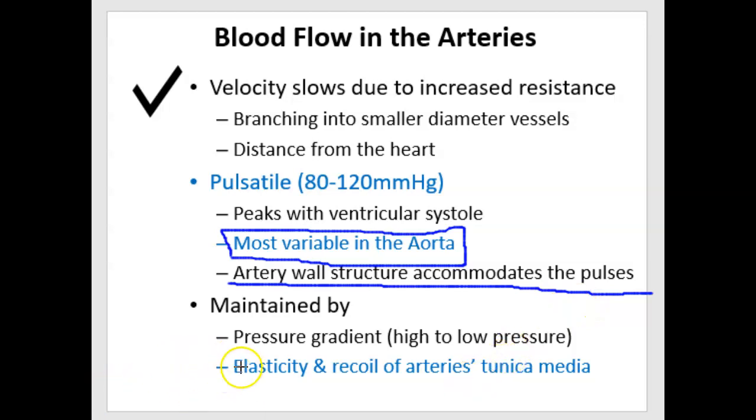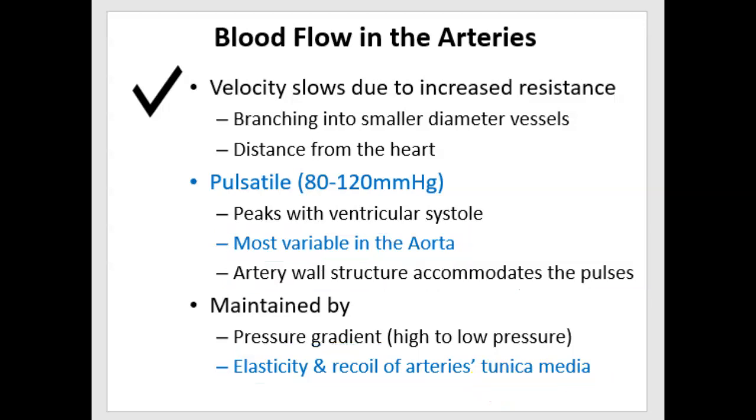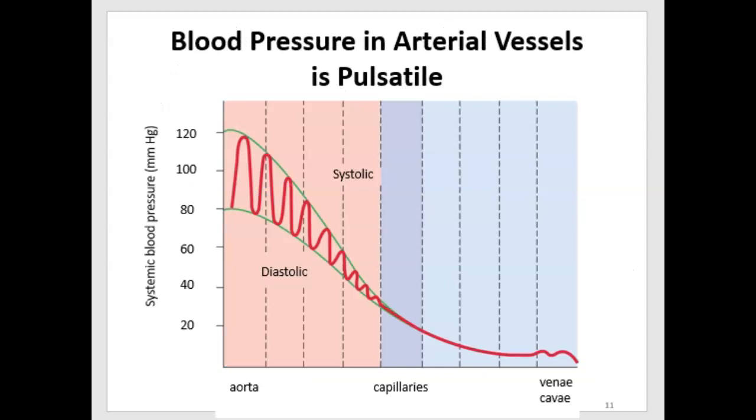And blood flow in the arteries is maintained by a pressure gradient, high to low, that we've already talked about, but also due to the elasticity and recoil of arteries due to their tunica media. So we're going to look at the tunica media again after we look at this graph. So this is a graph that shows you the ranges in blood pressure in different vessels throughout the circulatory system.